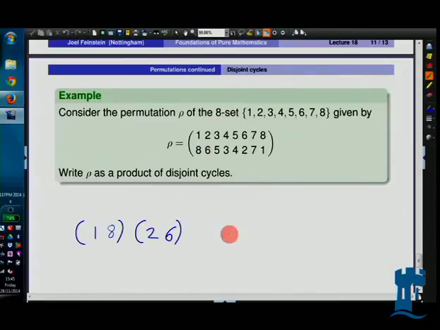Now we've used 2 and 6. So what's the next one I haven't used? That's 3. 3 gets sent to 5. It'd be boring if 5 got sent back to 3. 5 gets sent to 4, so that's different at least. 4 gets sent to 3 again, so we can close that one up. And now we know where 3, 5 and 4 are going. What's the next one we haven't used? Well, we've now used 3, 4, 5 and 6. There's only 7 left. And since 7 is sent to 7, you can either ignore it or you can put it in as a 1 cycle. That's optional.